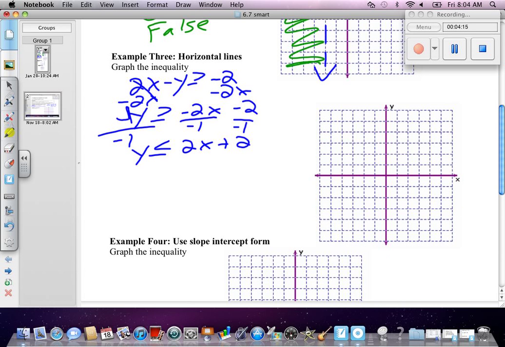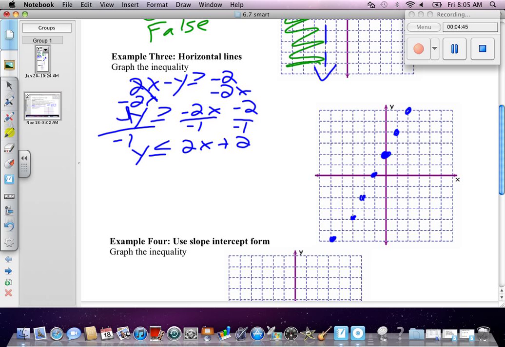Who remembers where we start? Positive 2 on which axis? The y. So I go up 2, and I put a dot. What does this 2 in front of the x mean? Up 2 over 1. Good. Up 2 over 1, up 2 over 1. Or you could go down 2 over negative 1. I'm going to make it go across the whole thing.